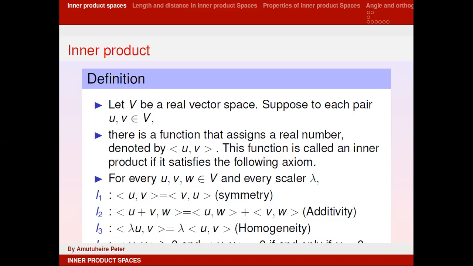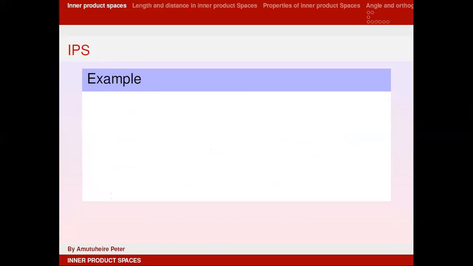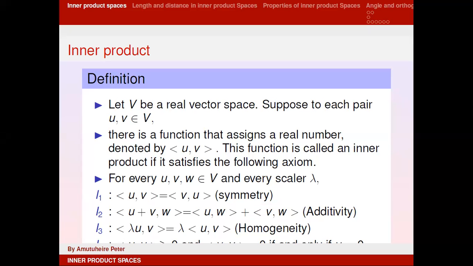So if a function defined by the inner product of u and v, which maps elements in V and returns scalars, satisfies these axioms I1, I2, I3, and I4, then that function qualifies to be called an inner product. And a vector space V with the inner product defined on it is called an inner product space.